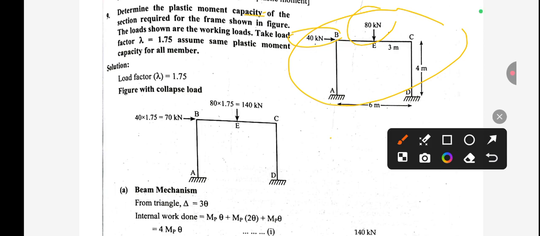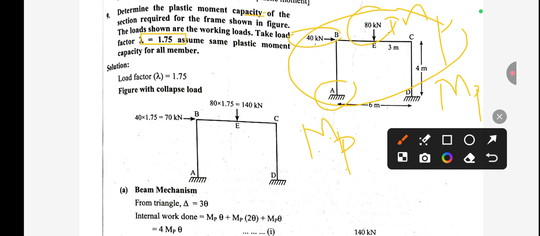You can see here we are given a load factor, the value of lambda is 1.75. And assume the same plastic moment capacity for all the members. So it means the value of Mp is the same for this, here also Mp, and this is also Mp. So there is no change in Mp.